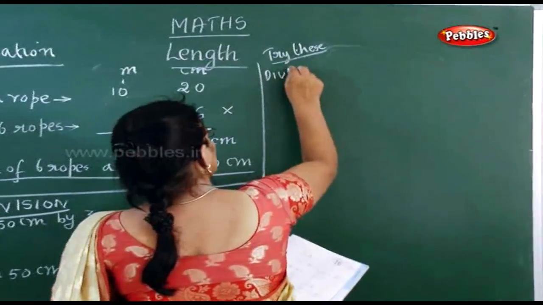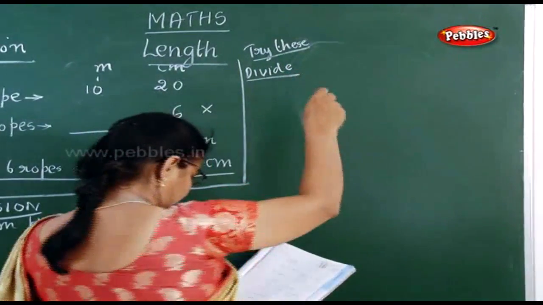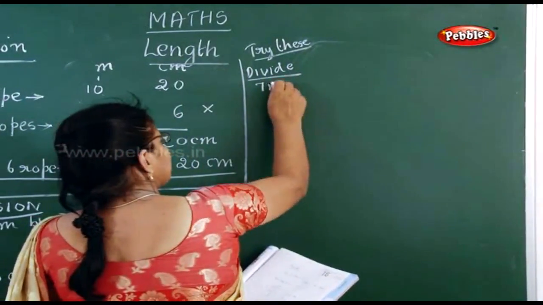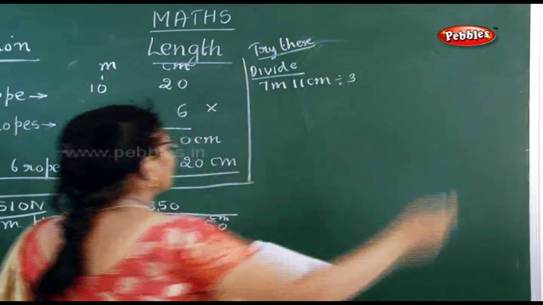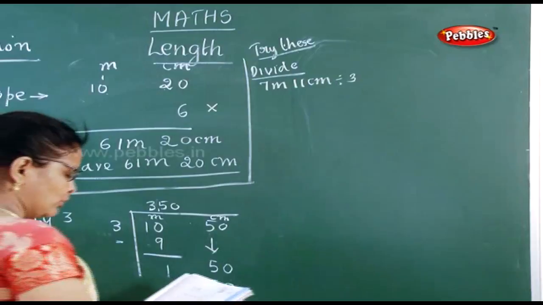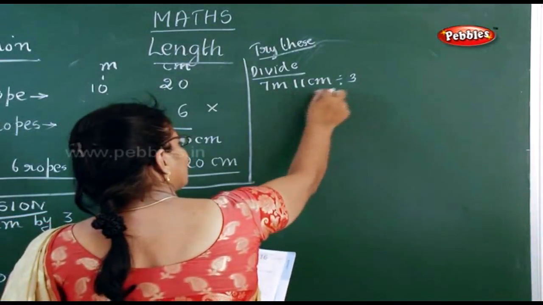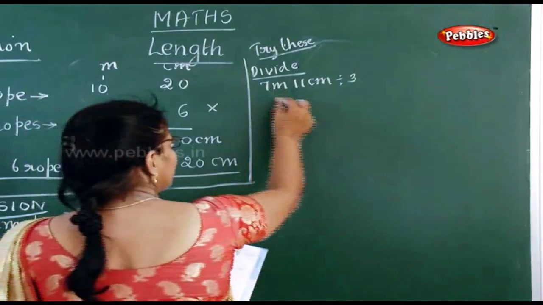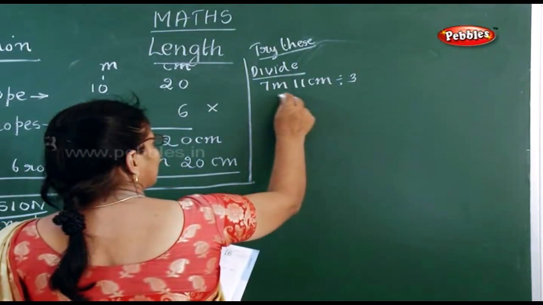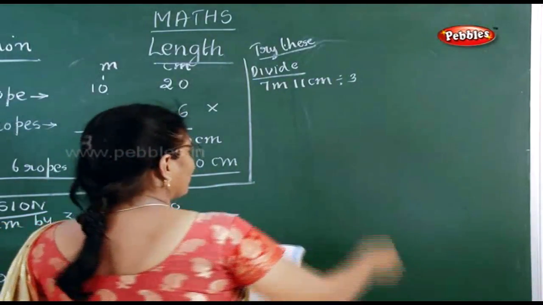Divide. Now the first sum they have given is 7 meter 11 centimeter divided by 3. See, now what you have to do is convert this also into centimeter. Only then you can do it, because you cannot divide meter and centimeter together. So converting meter into centimeter, how will you do it?